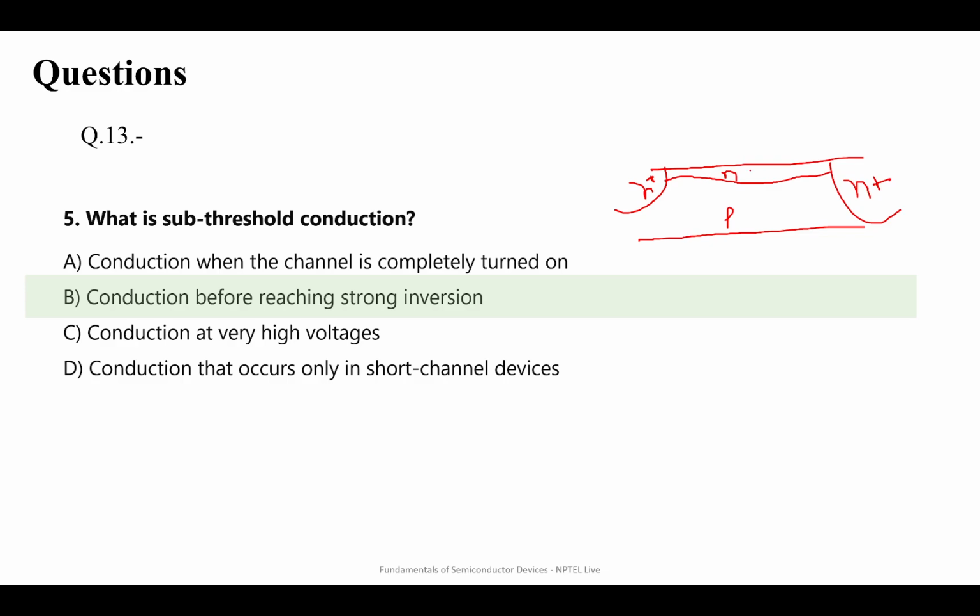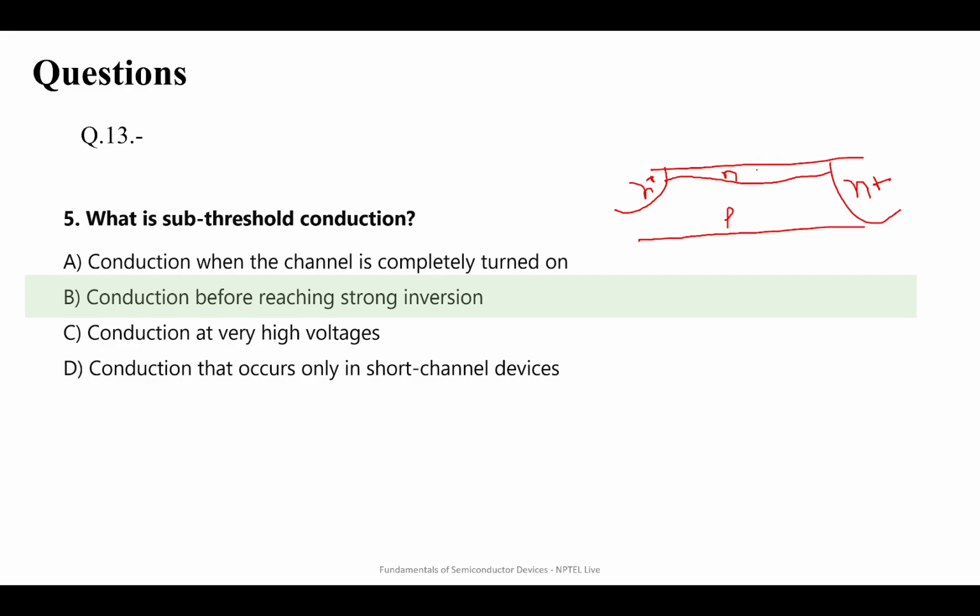But even before inversion, this region would still be very lightly p doped, so it will still have some intrinsic or n-type character. It won't be strongly n type. It will be weakly n type, or intrinsic, or weakly p type.